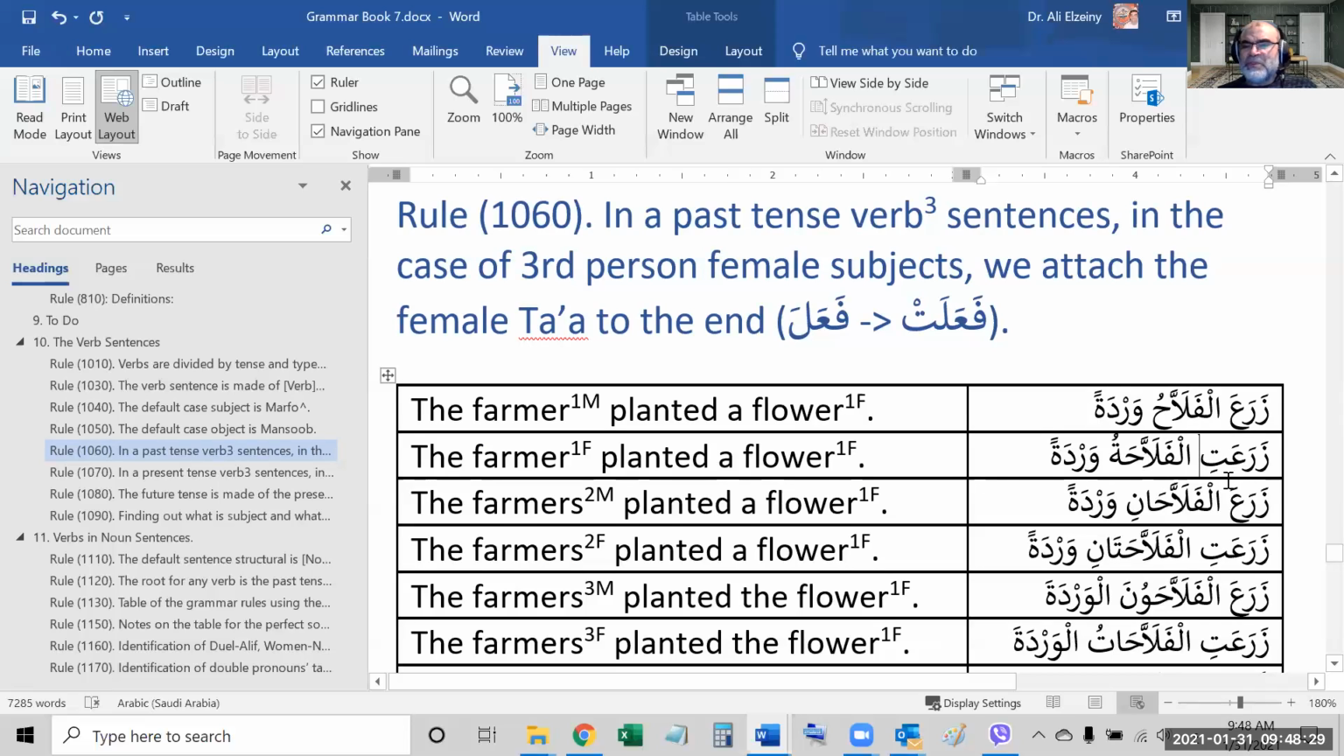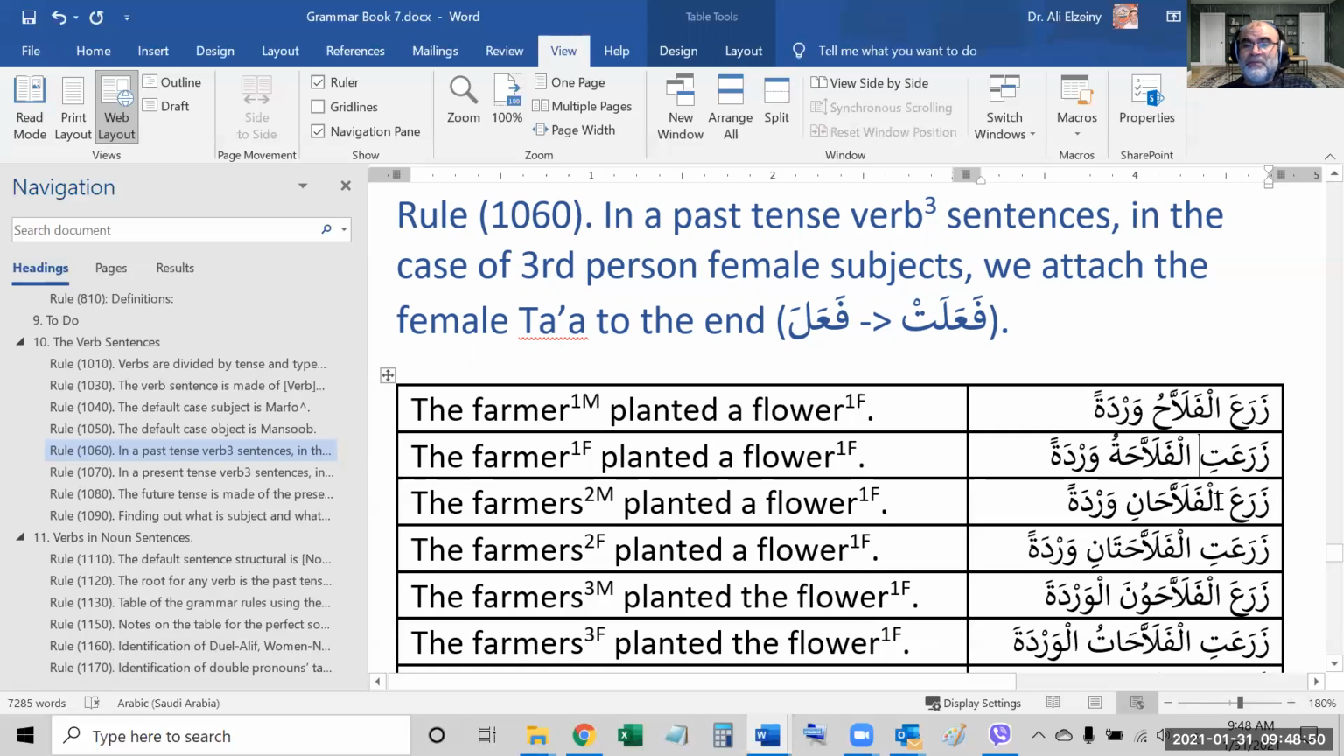I think it's with سكون here. It should be with سكون. Yes, should be with سكون. Okay. كسرة works also as well. We can say زرعت الفلاحة وردة وردة, or we can say زرعت الفلاحة وردة.